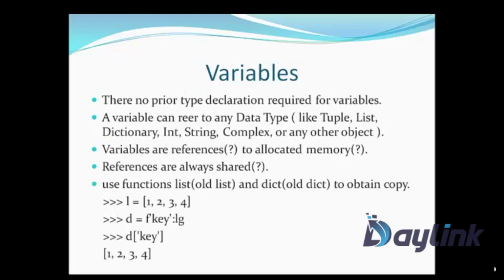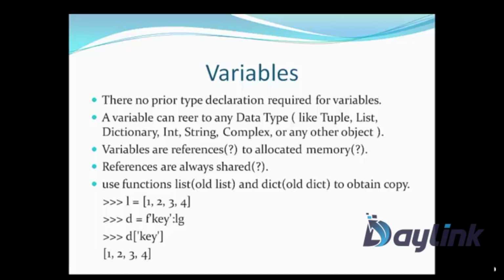Now we see variables. There is no prior type declaration required for variables. A variable can refer to any data type like tuple, list, dictionary, integer, string, complex, or any other object. Variables are references to allocated memory. References are always shared. Use the functions list and dict to obtain a copy.